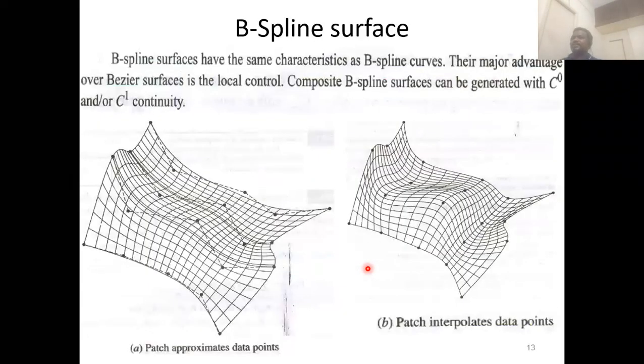What is the advantage of the B-spline when compared to the Bezier? It has local control. You can have ten control points, it doesn't matter. How many control points need to influence the shape of the curve or the shape of the surface, that you can determine. It has local control. It's a major advantage of the B-spline surface. Here also you can generate n number of batches, and you can have different kinds of continuity, C0 continuity, C1 continuity, like that.